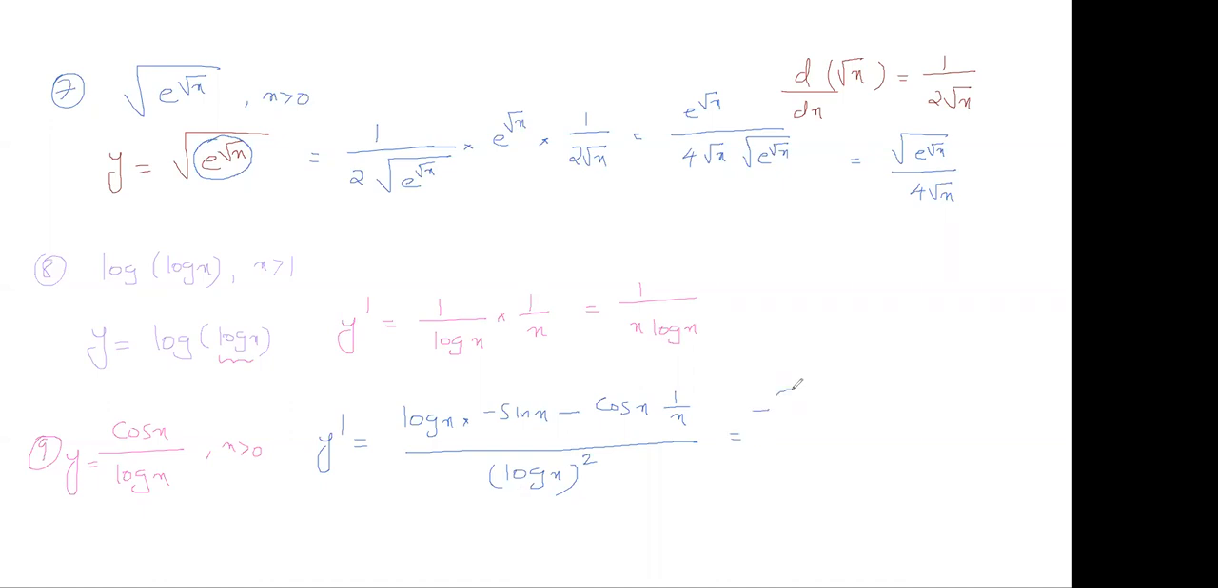If you want, you can take a minus common from the numerator. So minus, if you take common, it is log x into sin x plus 1 by x cos x, the whole divided by log x whole square.